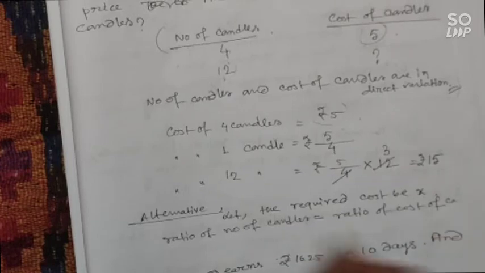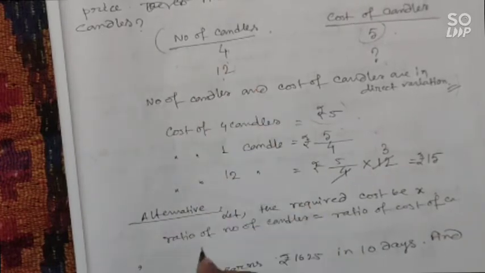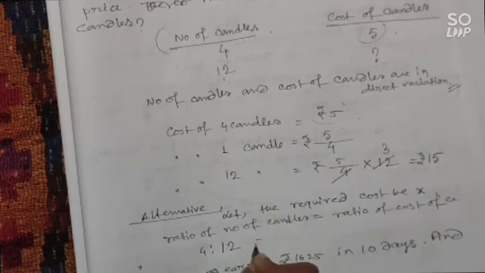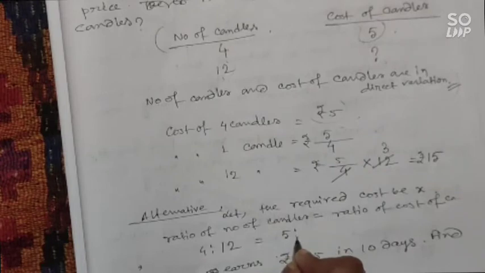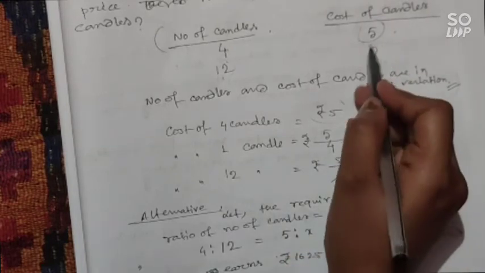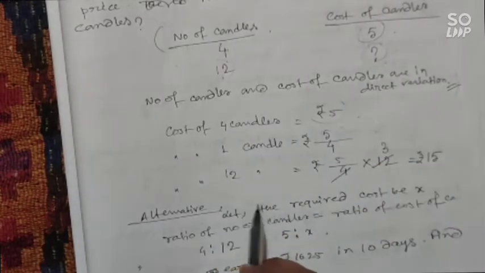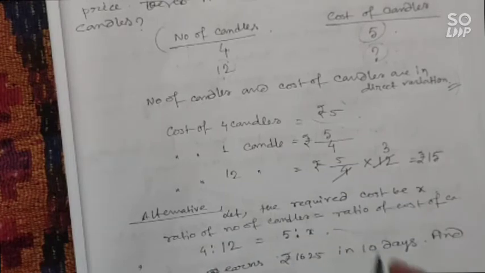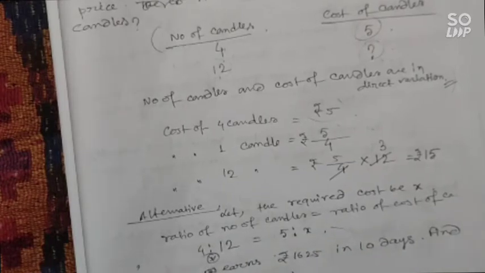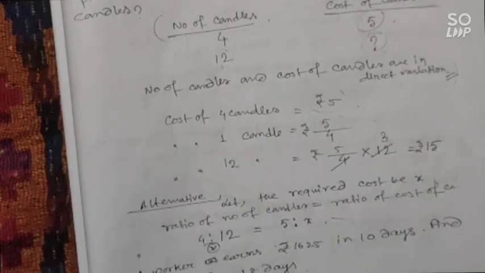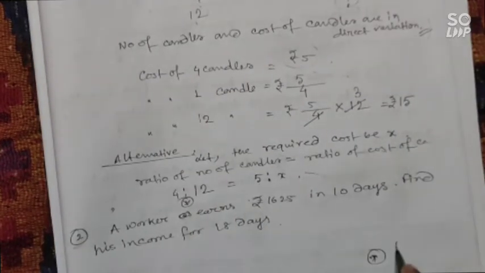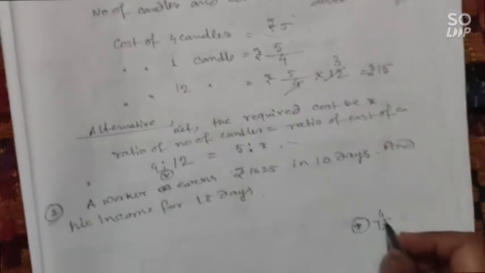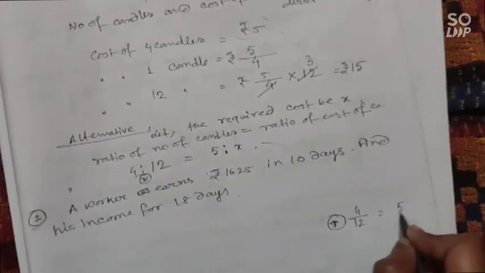The ratio of number of candles, that is 4:12, equals the ratio of cost of candles, that is 5:x. Here we have assumed the required quantity as x, so 4:12 equals 5:x. Here we have to find the value of x. There is no space, so we will solve this here. 4:12 we can write as 4/12 and 5:x we can write as 5/x.